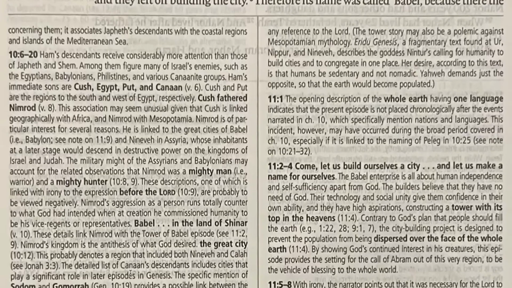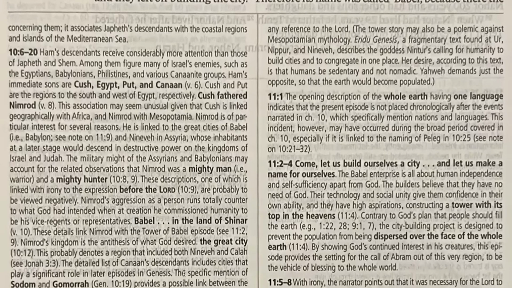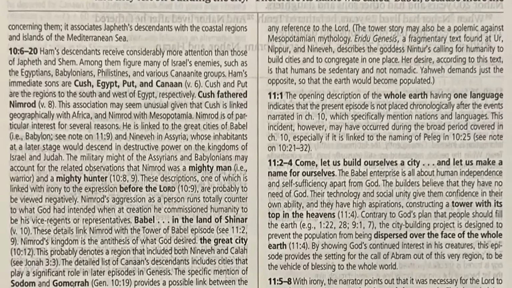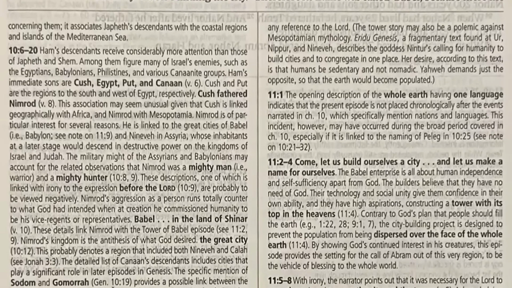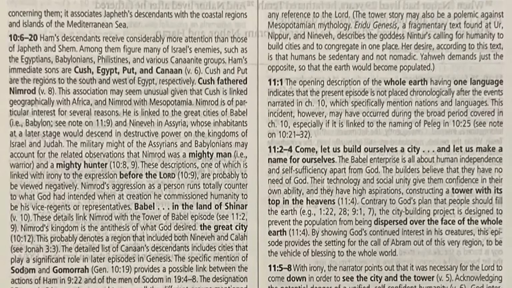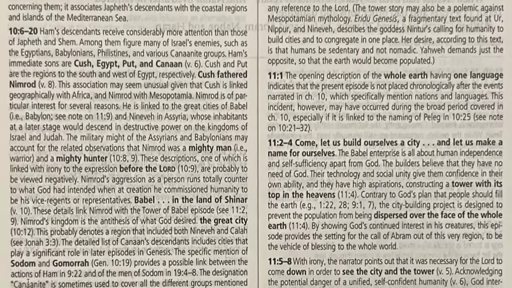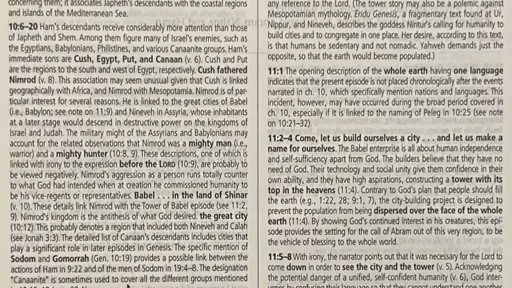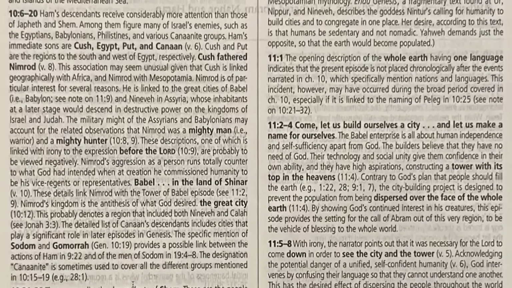The detailed list of Canaan's descendants includes cities that play a significant role in later episodes in Genesis. The specific mention of Sodom and Gomorrah, Genesis 10:19, provides a possible link between the actions of Ham in 9:22 and the men of Sodom in 19:4-8. The designation Canaanite is sometimes used to cover all the different groups mentioned in chapter 10, verses 15 to 19. See also 28:1.